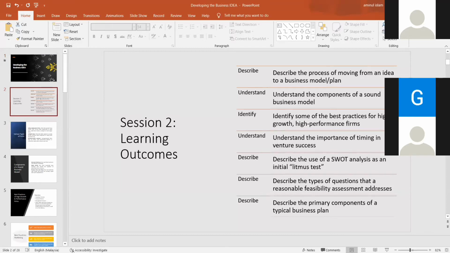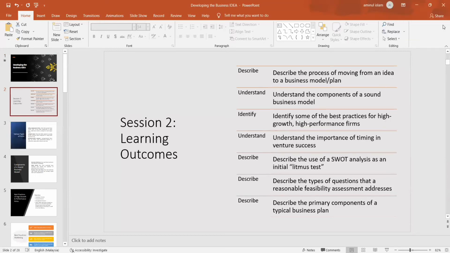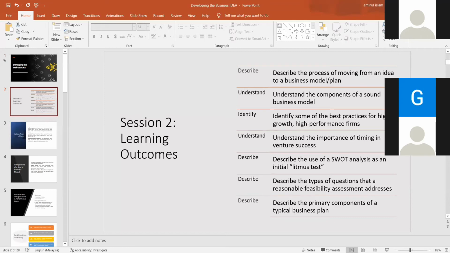So the learning outcomes. At the end of the session, you should be able to describe the process of moving from an idea to a business plan or business model. You should be able to understand the components of a sound business model. You should be able to identify some of the best practices for high growth, high performance firms. You should be able to understand the importance of timing for venture success. You should also be able to describe the use of SWOT analysis and the initial litmus test, okay, or when you test the critical factors that affect the business.